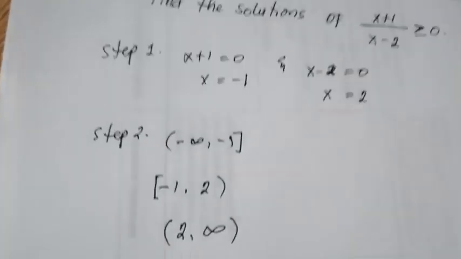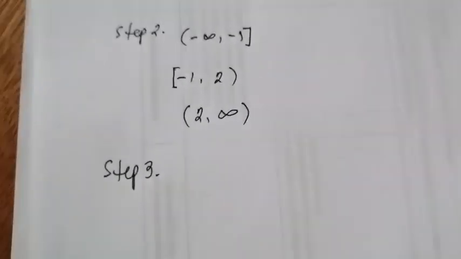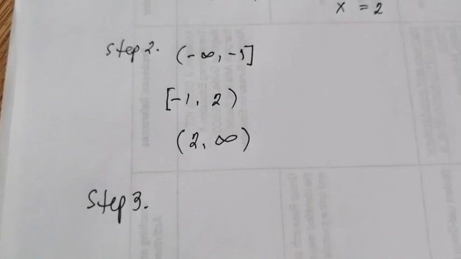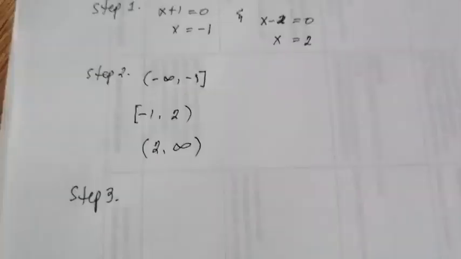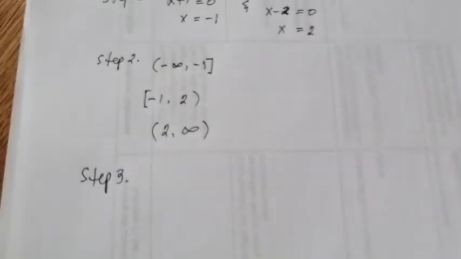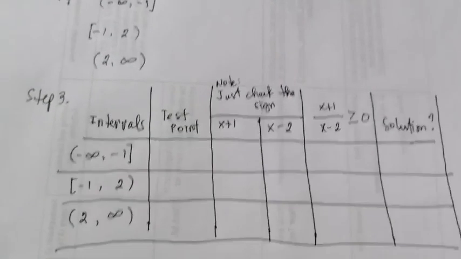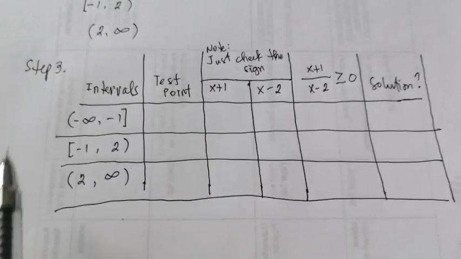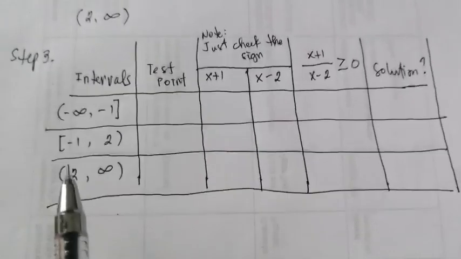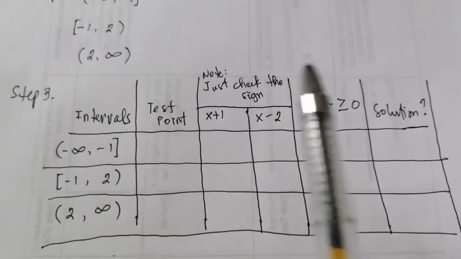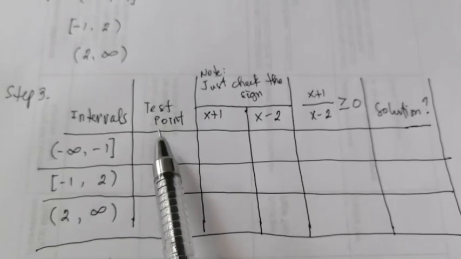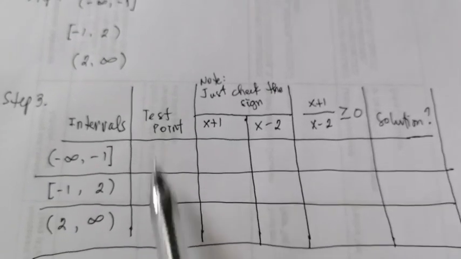Step 3, ang gagawin natin ngayon ay magte-test tayo ng mga values pasok dito sa interval para makuha natin yung kanyang solution. Okay, so gagawa muna tayo ng chart para mas organize siya. Okay, ganito yan. So, ito yung ating table na ginawa. So, sa first column, we have the intervals. Yung tatlong intervals natin. Then, mag-assign lang tayo ng number. Yan yung tatawagin nating test point.